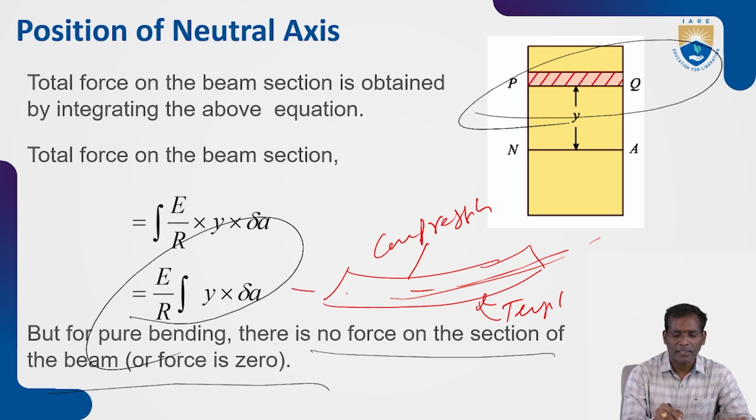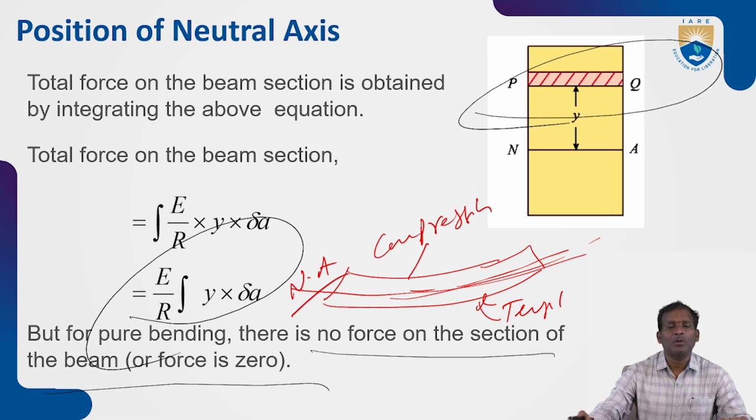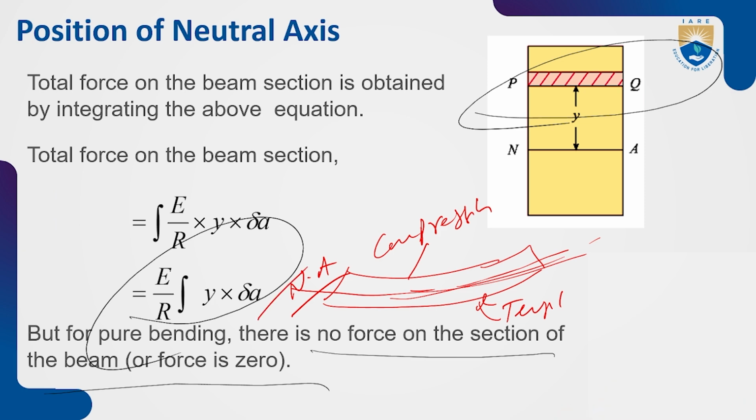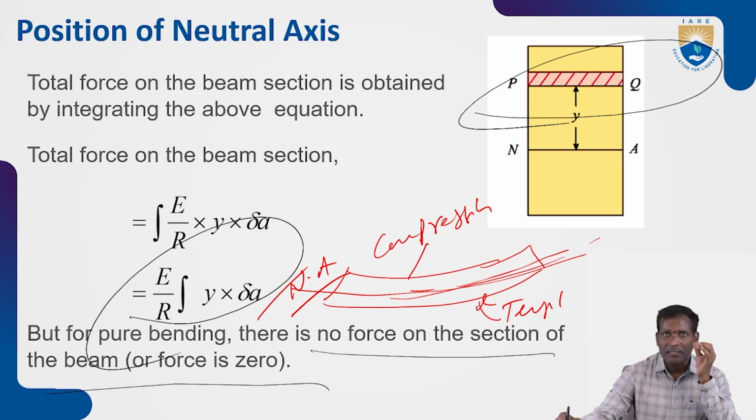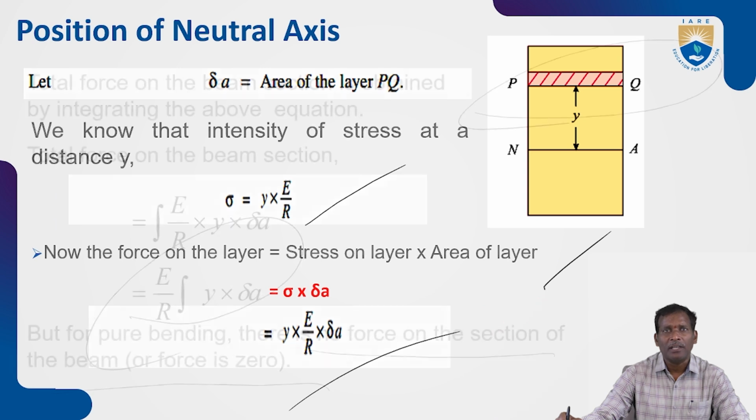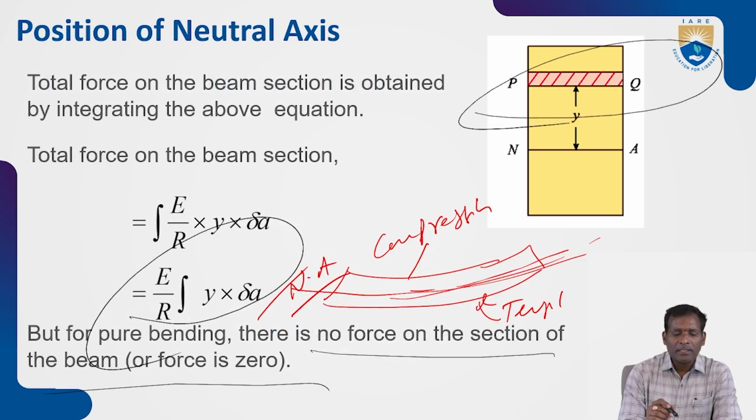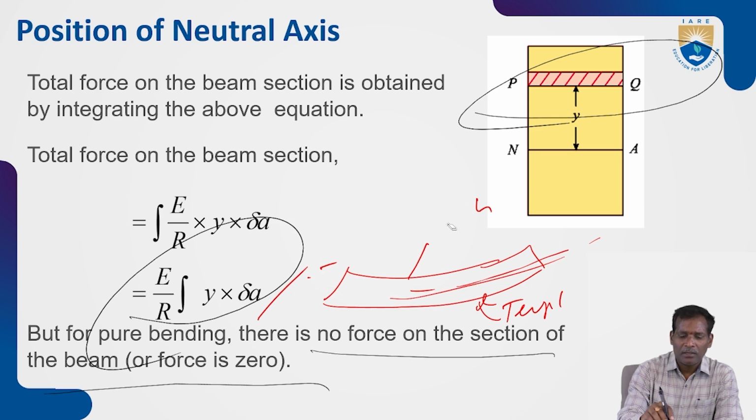In the neutral axis, there is no change in the radius. Above it is compression and below it is tension, so that is called the neutral axis. At this stage, E and R are constant, so you can take E by R outside and then integrate. You will get the total force on the beam section as y square by 2 into delta A, where delta A is the area of the layer PQ. Like this, you can fix the position of the neutral axis.